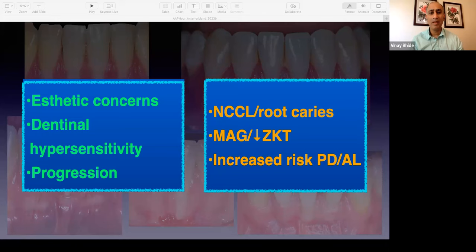And it's no coincidence that in some of these recession defects that are particularly isolated, you could have a patient with the cleanest mouth, but this area of recession may be the one that's almost impossible for them to clean, that's always inflamed, always has plaque buildup despite their best efforts.